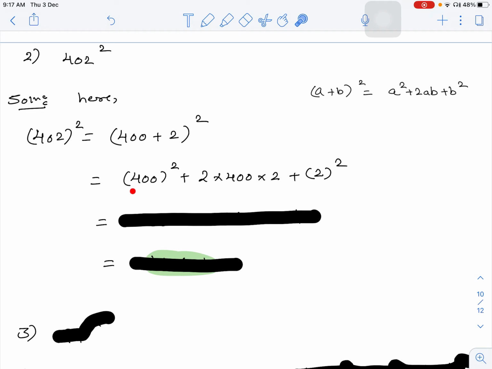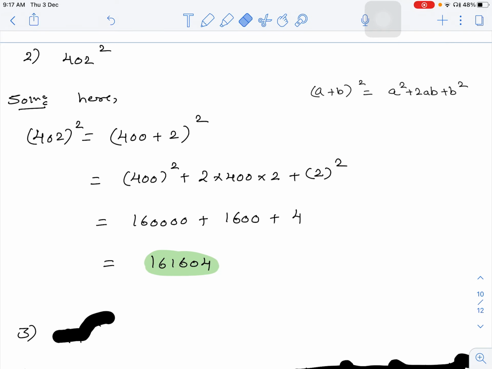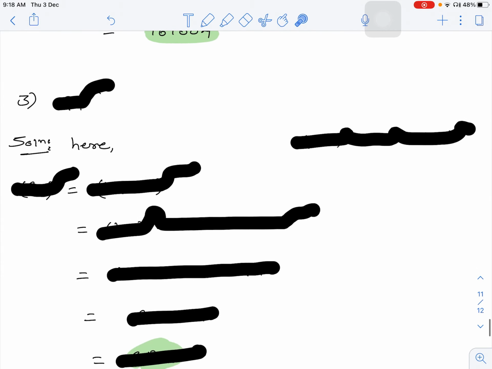Already we have seen 4 square is 16. Here two zeros are there, so in the square how many will we get? We will get 4 zeros. So this 16 and then these 4 zeros. Then 2 fours are 8, 8 twos are 16, so 1600, plus 2 square is 4. Now just add all this up. Our final answer will be 161604. Okay.